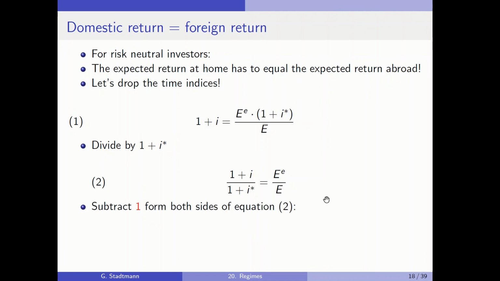In the next step, we subtract 1 from both hand sides of equation 2. And it's the case that we do not subtract a normal one, but on the left-hand side, we are subtracting 1 plus I star over 1 plus I star. And on the right-hand side, we are subtracting the 1 in the form E over E.